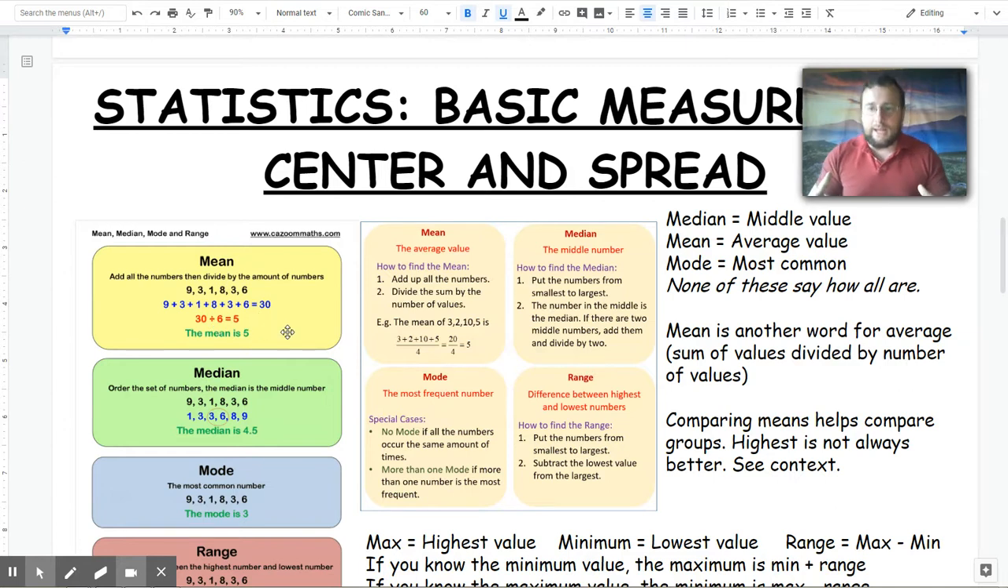So mean, again, is one measure of center that's gotten by the sum divided by the number of items in my data set. There's one more example here in the middle where it talks about mean as well.